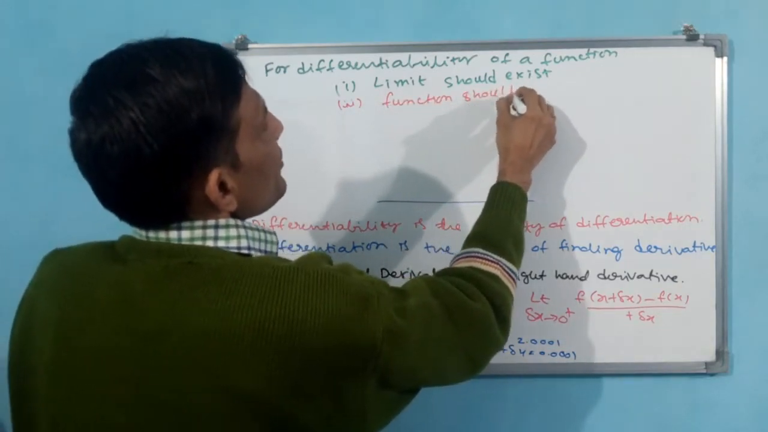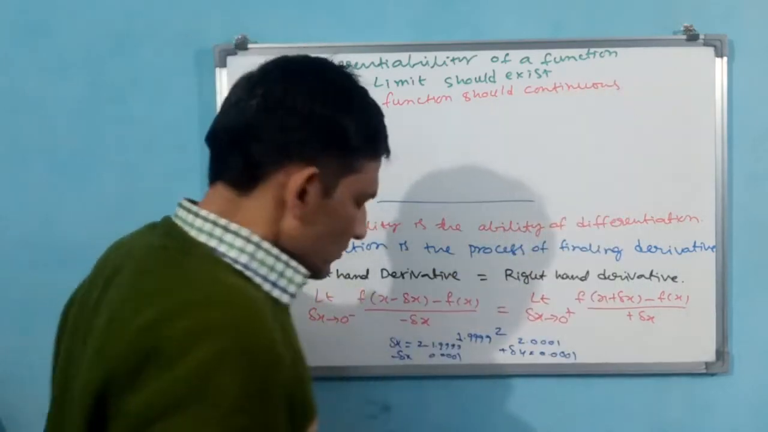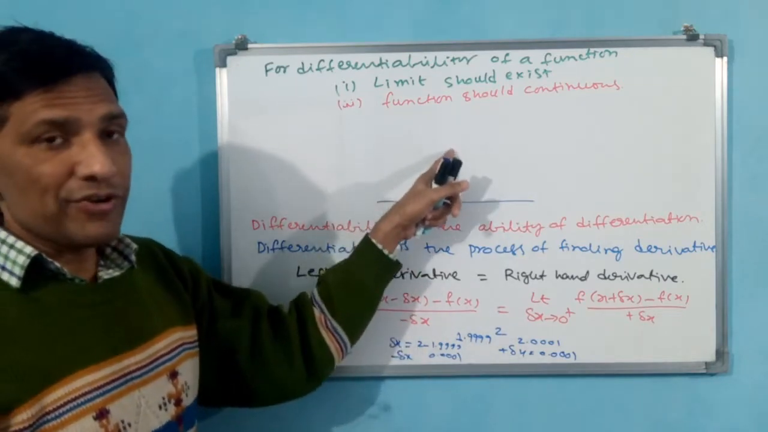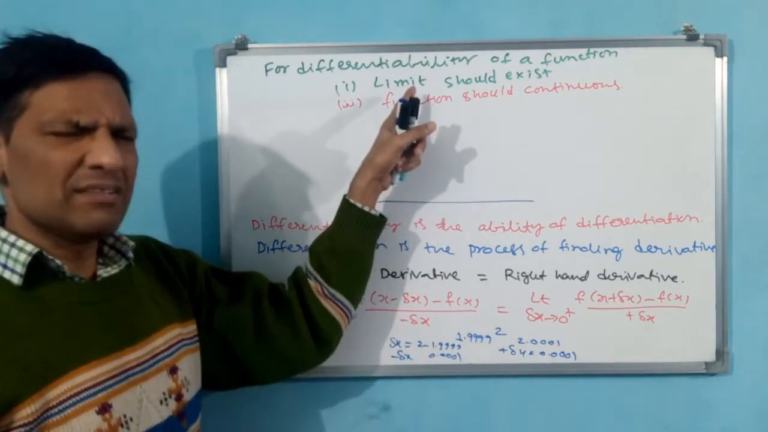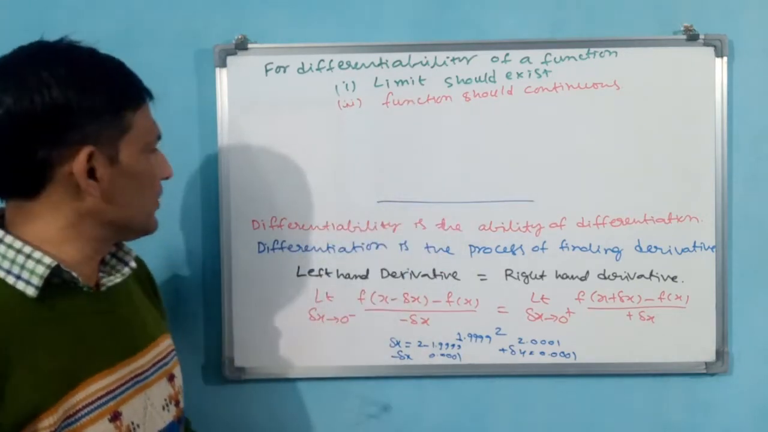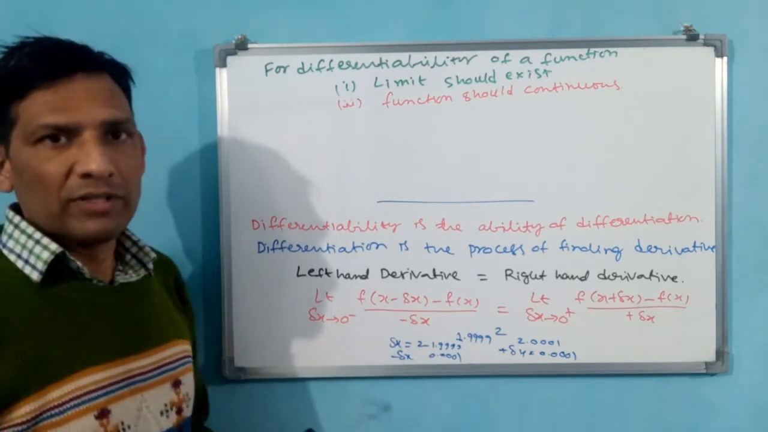Function should be continuous. Is it okay or not? That means function should be continuous. See, both are normally equal only. Limit exists and function continuous, continuity of the function, both are 99.99% equal only. Okay?